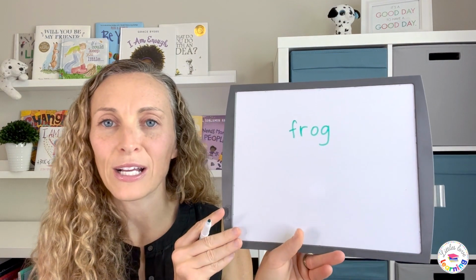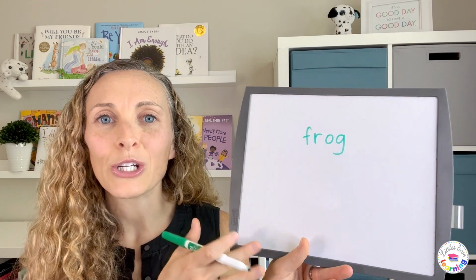So I love having a whiteboard and a skinny dry erase marker on hand. So when I would ask them to do something like frog, f, r, a, g, then they can go ahead and write it. F, r, a, g, frog.